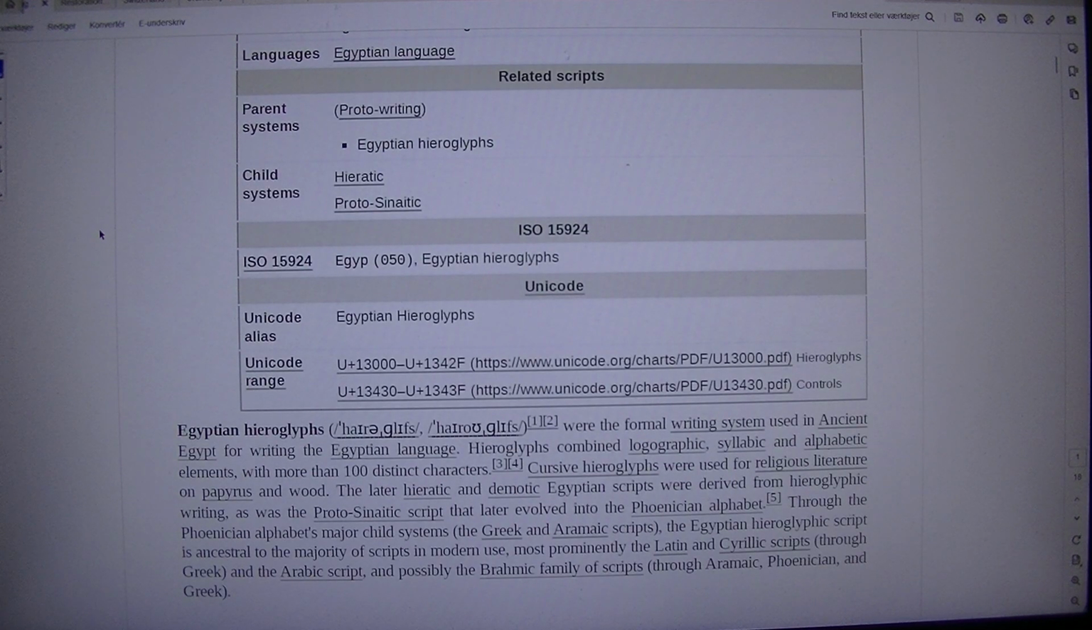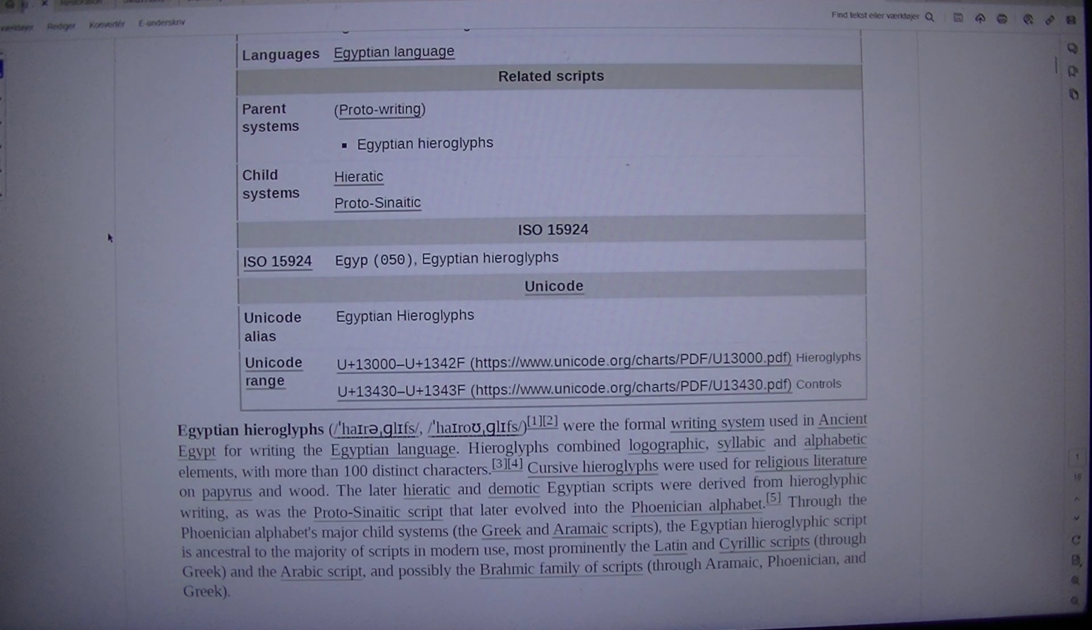Egyptian hieroglyphs were the formal writing system used in ancient Egypt for writing the Egyptian language. Hieroglyphs combined logographic, syllabic and alphabetic elements, with more than 100 distinct characters. Cursive hieroglyphs were used for religious literature on papyrus and wood. The later hieratic and demotic Egyptian scripts were derived from hieroglyphic writing, as was the Proto-Semitic script that later evolved into the Phoenician alphabet.